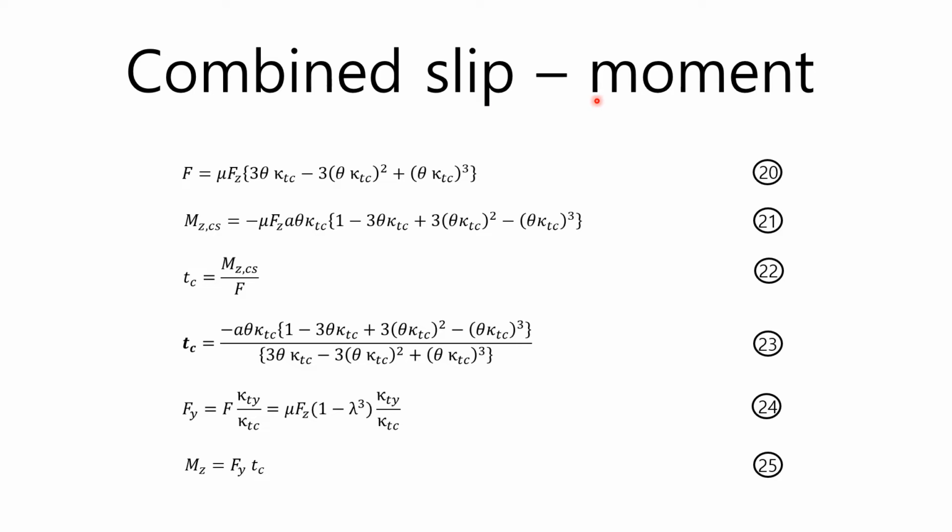Let's review the moment calculation. As explained in the previous video, H55, the process of obtaining the self-aligning moment for the combined slip is to obtain the lateral force using the y component of combined slip, calculate the pneumatic trail Tc using the equivalent side slip angle, and then the self-aligning moment Mz can be calculated by multiplying lateral force Fy by pneumatic trail Tc.